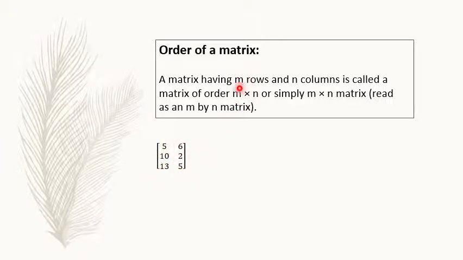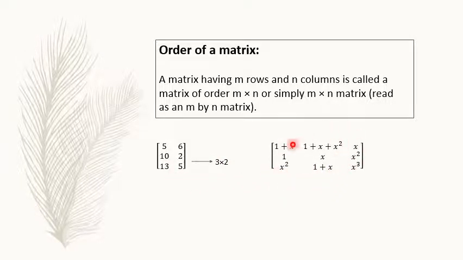So, the value of m here is 3. The value of n here is 2. So, this is a 3 by 2 matrix. We read this as 3 by 2. So how many elements are there? 3 into 2, total 6 elements.